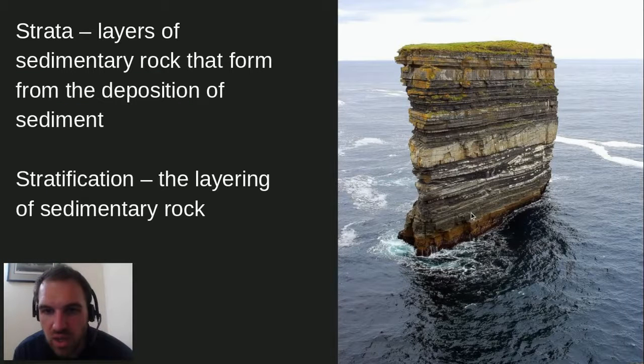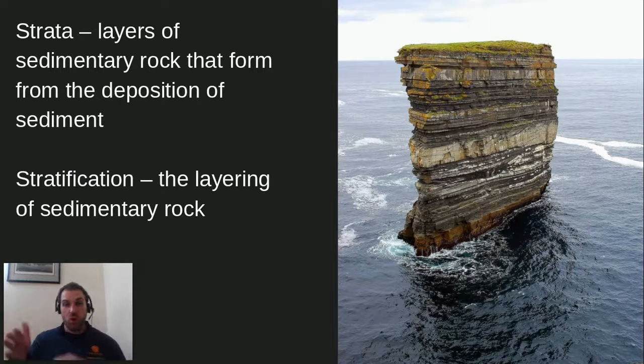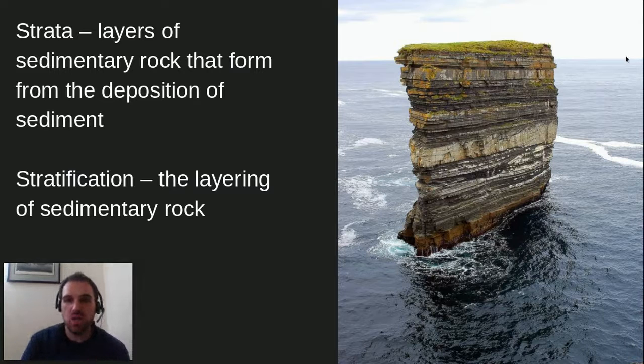Here you could see another example of this rock formation that's in the middle of the water. You can assume that it was much wider, and then over time it got eroded along the sides, and this was the most resistant rock that was left over. But you could see the distinct different layers as you go up there.